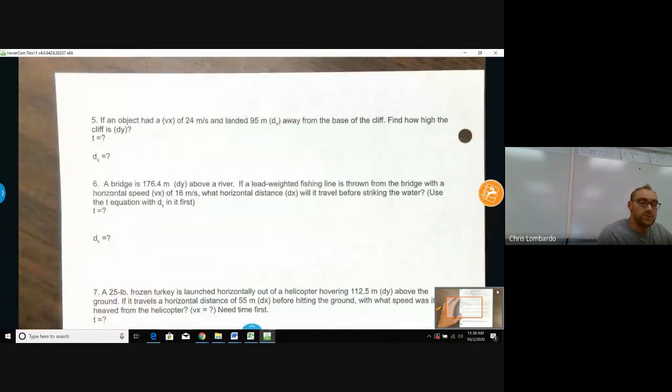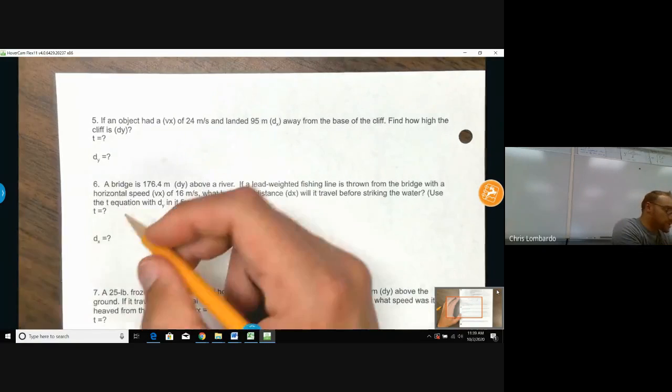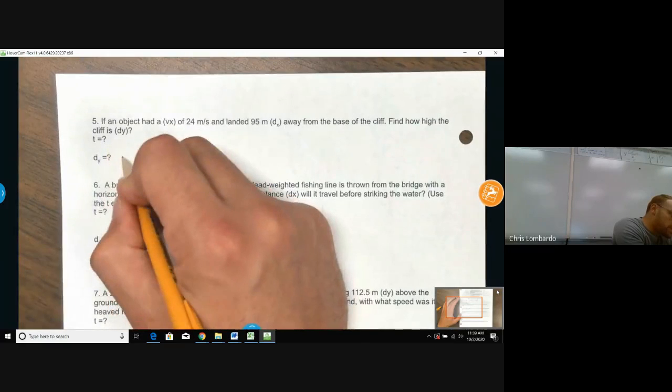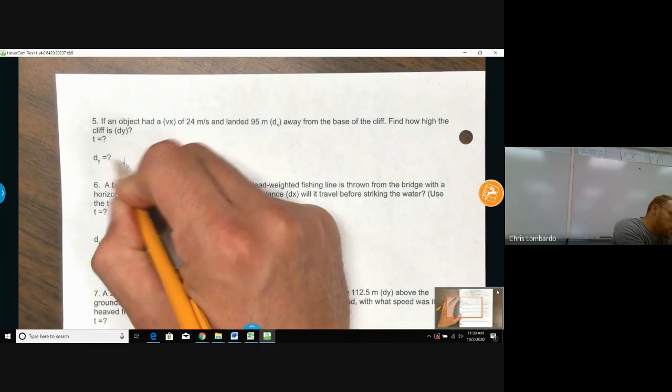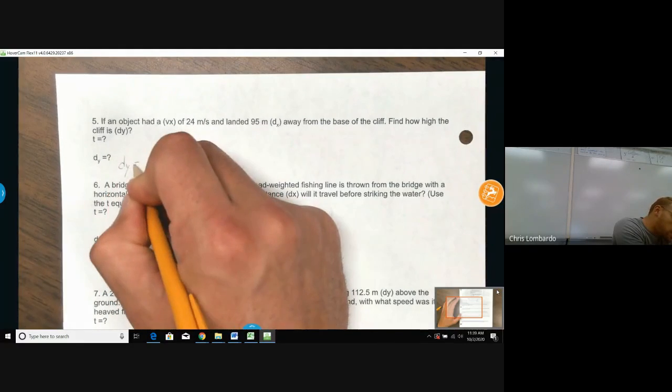Okay, so if we go to the next set of problems. We have an object that has a speed of 24 meters per second that landed 95 meters away from the base of the cliff. Find how high the cliff is. So we're looking for dy. All right, this problem is just like the last one we just did. So once you know what you're looking for, figure out what the equation is.